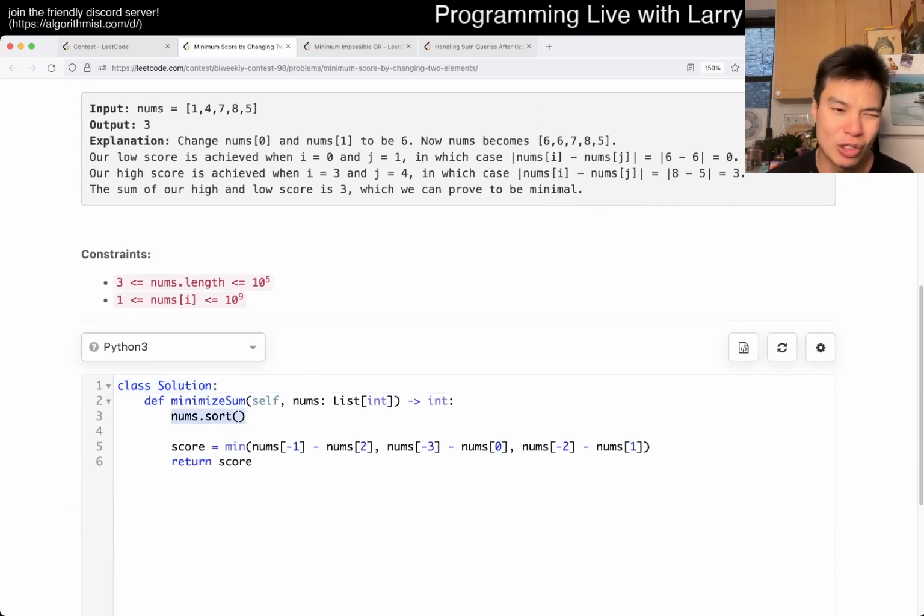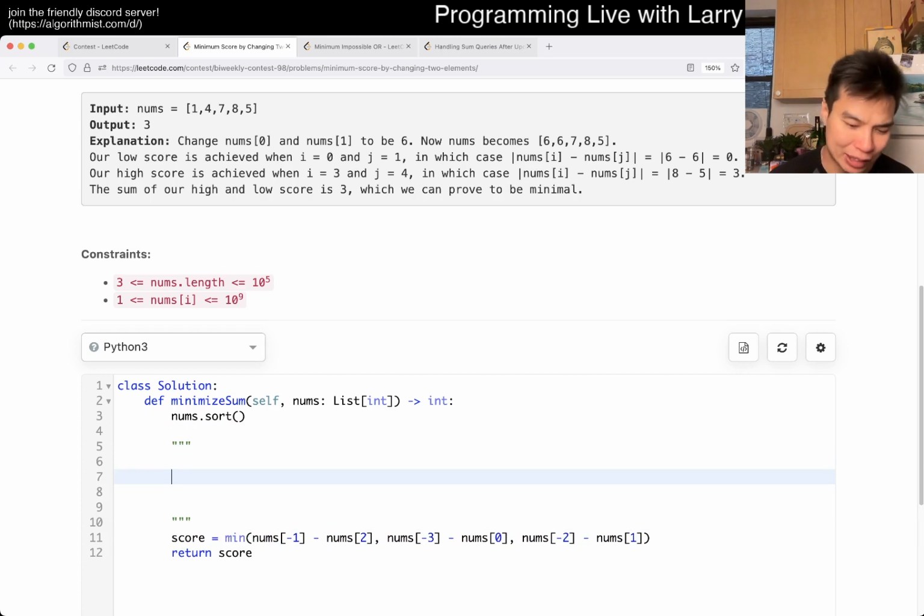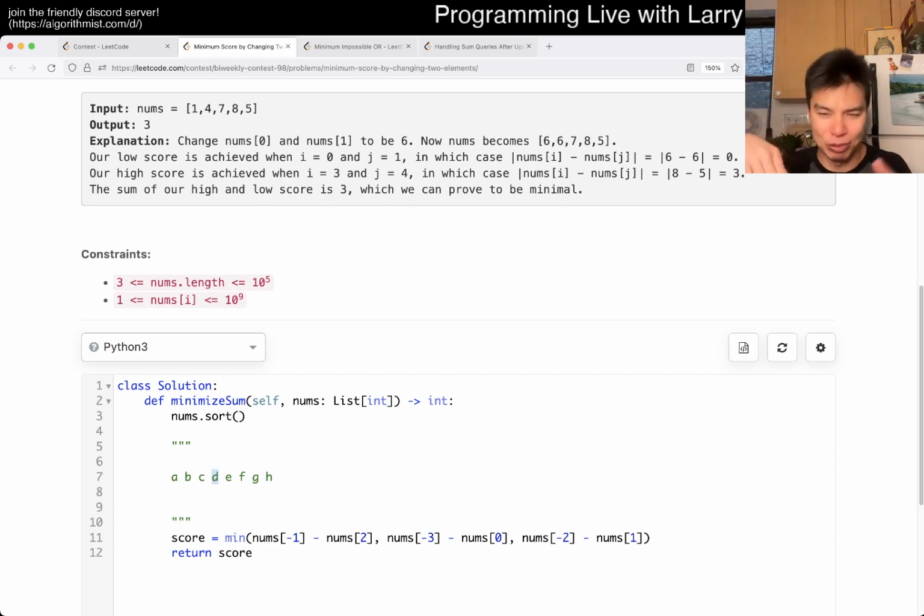I first sorted because I'm lazy. Let's say you have this sorted thing of A, B, C, D, E, F, G, H, dot, dot, dot, and H is the biggest number. After you sort it, there are a lot of things you can still change. Let's say you change this middle number D to anything. If you change it to a bigger number, you're just being silly because you raise the score. So you don't ever want to change the middle number per se. Now you think about, okay, we have 2 numbers to change. What would it look like?